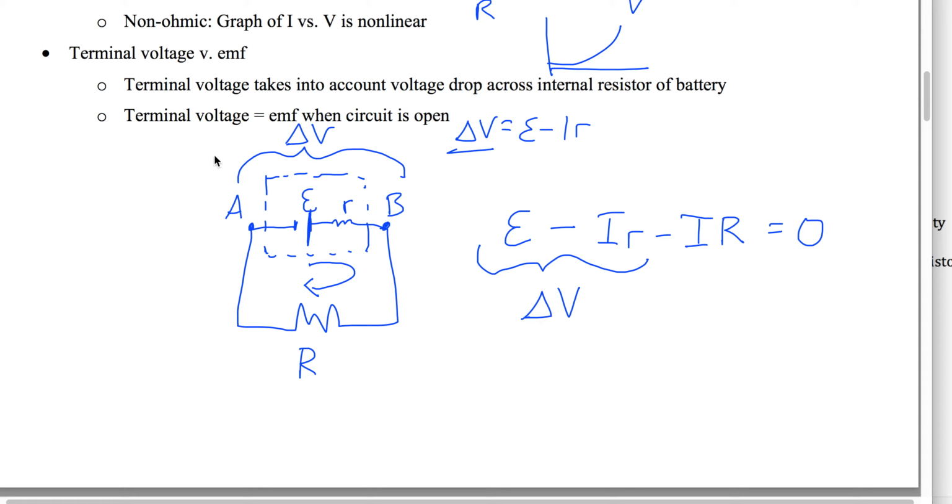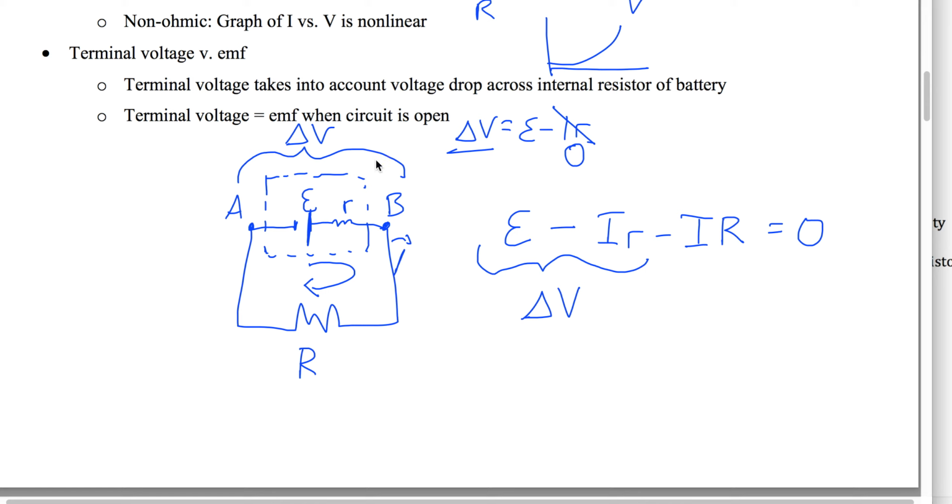And finally, the terminal voltage is equal to the EMF when the circuit is open. So all that this is saying is that if you have a switch here and it's open, then there's no current that can flow through. So that means that if you go back to the terminal voltage equation, this is 0. That means delta V equals EMF.